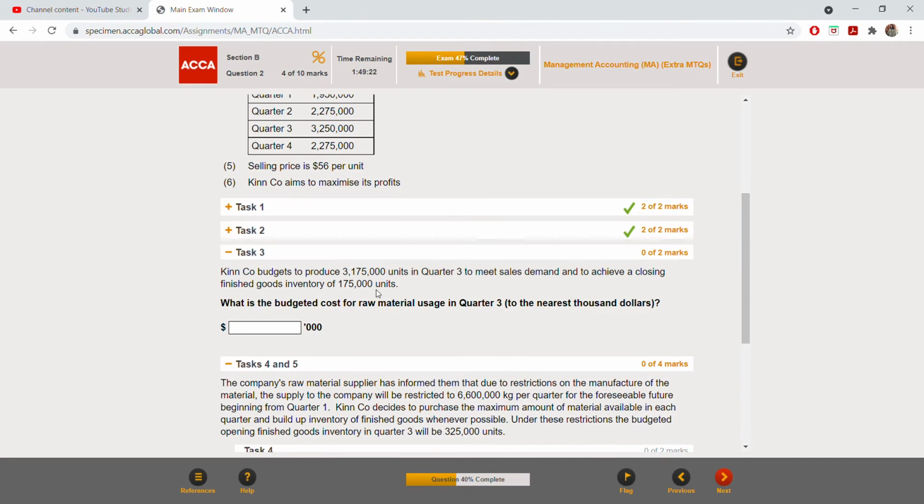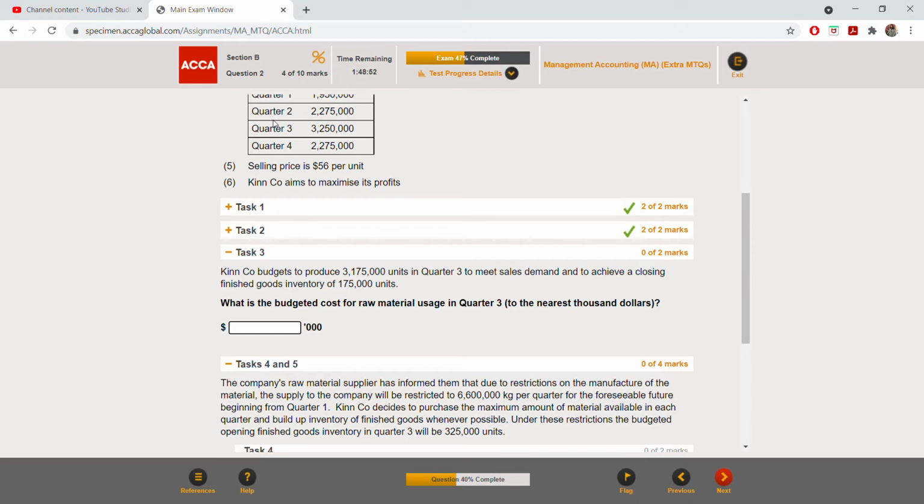Okay, here we have 5 tasks. Budgets to produce this many units in quarter 3 to meet the sales demand and to achieve a closing finished goods. And what is the budgeted cost for raw material usage in quarter 3 to the nearest $1,000? Okay, definitely all the formulas and all I'm not able to show you, but you have to learn it. Make sure that you know. Okay, how do you do it?